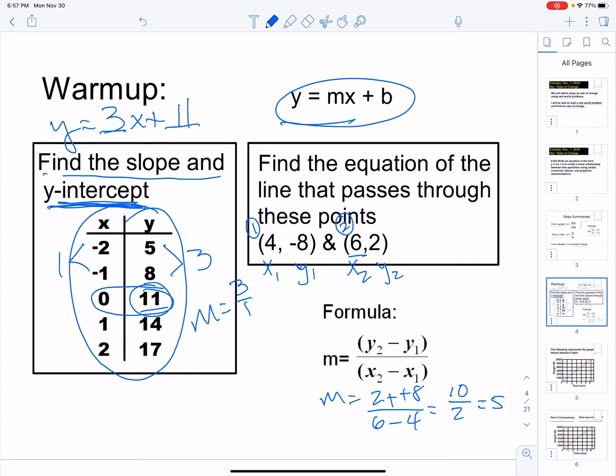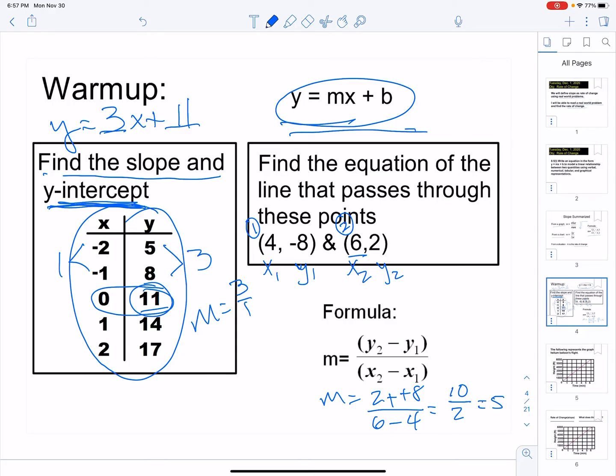And that's really all I wanted you to do in this second question. In the first question, we could find everything. In the second question, we can just find the slope right now. Now, there is a way to put this into the equation y equals mx plus b. We're just not going to do that right now.